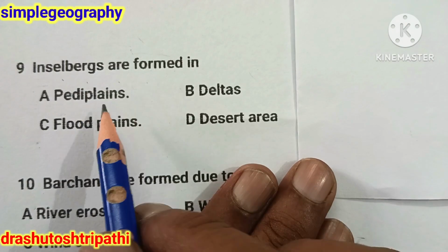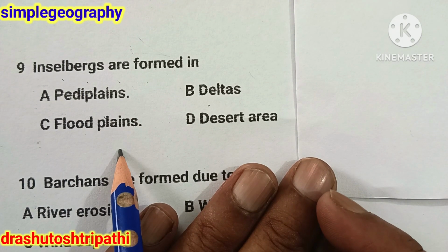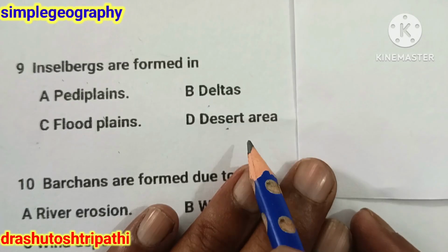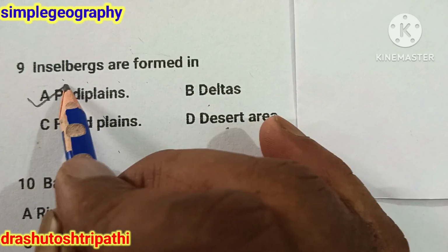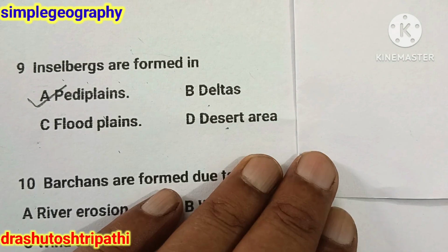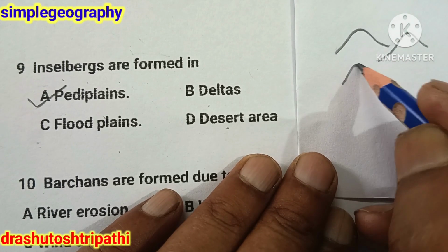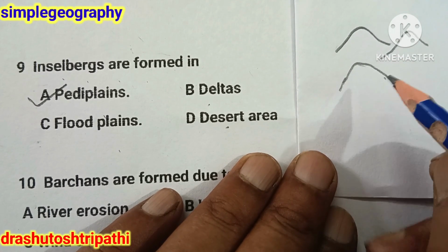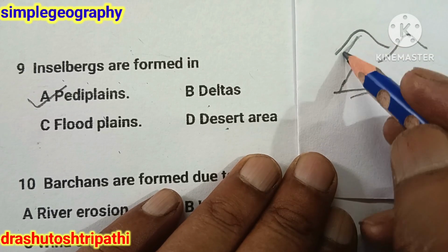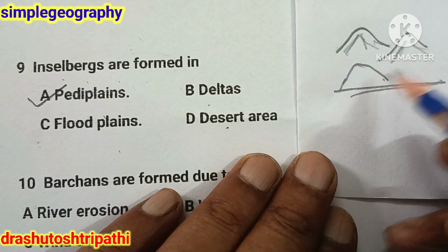Inselbergs are found in paddy plains, delta, flood plains and desert area, and the answer is the paddy plains. Inselbergs are actually residual mountain regions formed by wind erosion in a desert area, known as the Inselberg or Bornhardt.